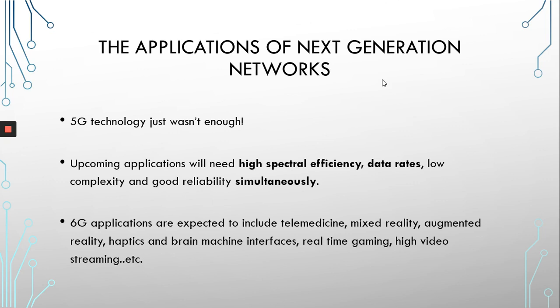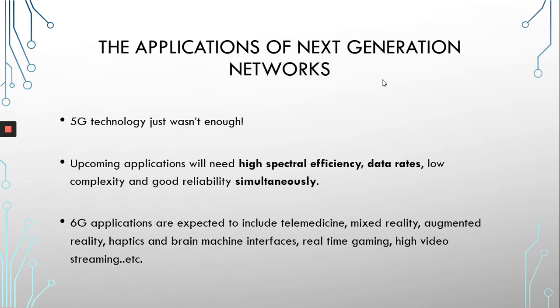However, 6G technology and the applications it will require will be a bit different in that it will require a lot of things simultaneously. This includes high spectral efficiency, data rates, low complexity, and good reliability. For those of you who don't know what that means, high spectral efficiency basically means how efficiently can we use a given spectrum of bandwidth in terms of data transmission. Data rates also means how much data are we able to transmit. Low complexity, when we say this, we're referring to computational complexity as well.